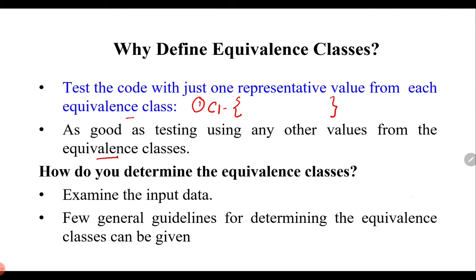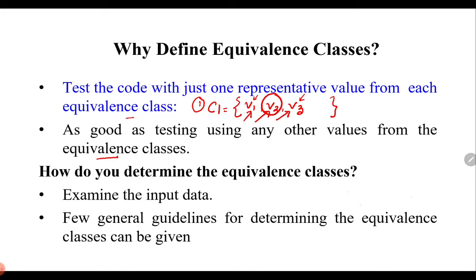Suppose C1 is an equivalence class. We have a number of values V1, V2, V3. Instead of testing V1, V2 and V3 separately, we just have to take one particular sample in order to test it, and we can conclude that it will be the same for the other two values as well.